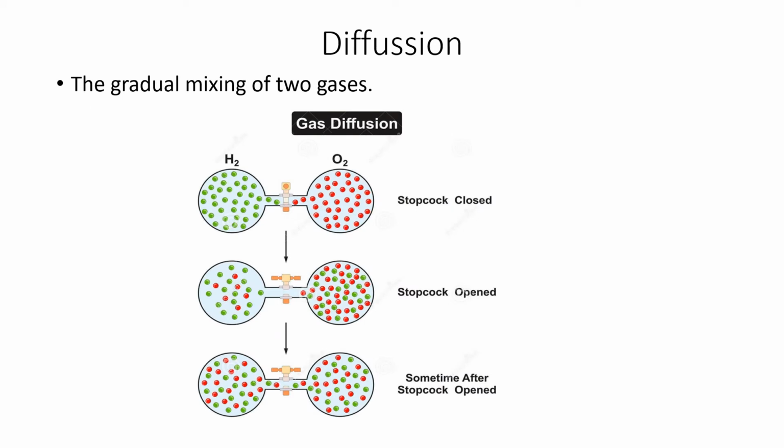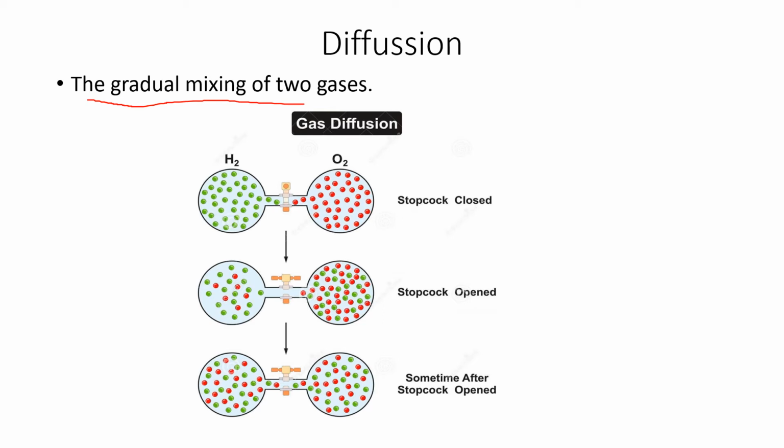Another property we want to talk about is diffusion. Diffusion is the gradual mixing of two gases. So with diffusion, we're mixing. Here we have the same idea, two different chambers that are sealed off from each other. As we open up the valve, they begin to mix, and they're going to mix until they are completely mixed together. This process of these gases mixing is called diffusion.